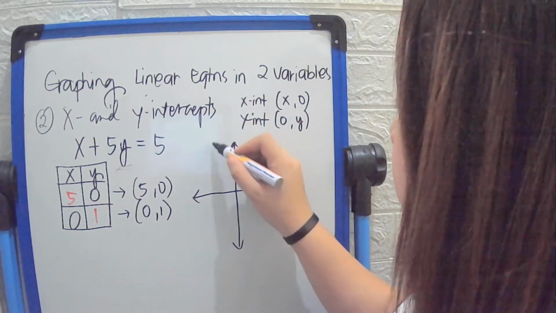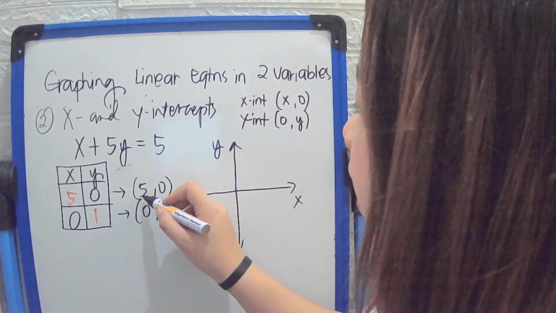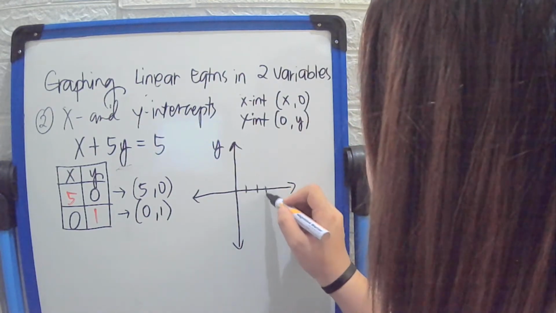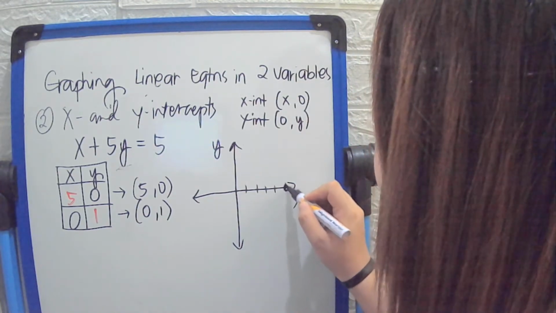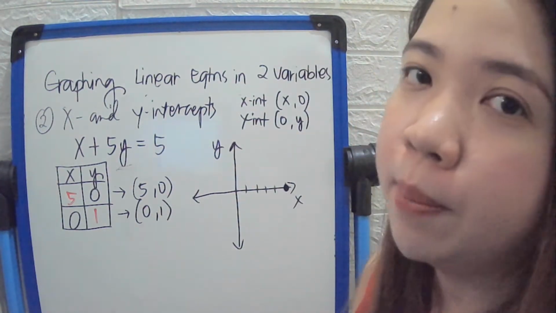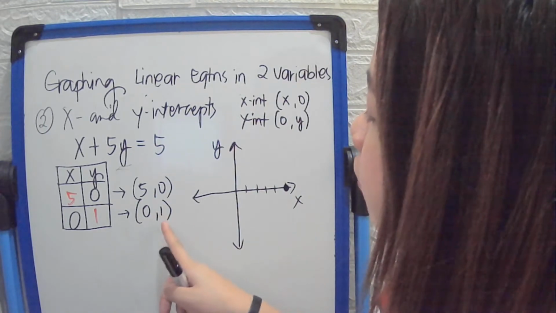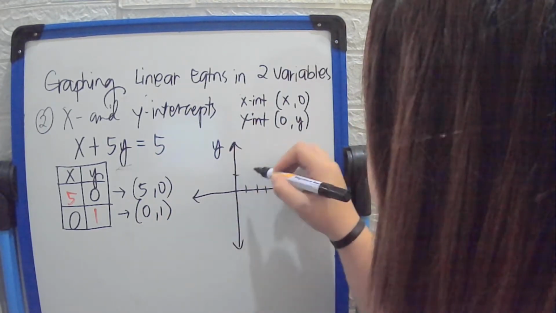So, this is x, this is y. So, 5 is the value of x, so 5 for x. Let's say 1, 2, 3, 4, 5. So, it is here, right on the x-axis, because your y is 0. Now, for this point, we have 0, 1. Y is the one with a value, so positive 1. So, it is here.